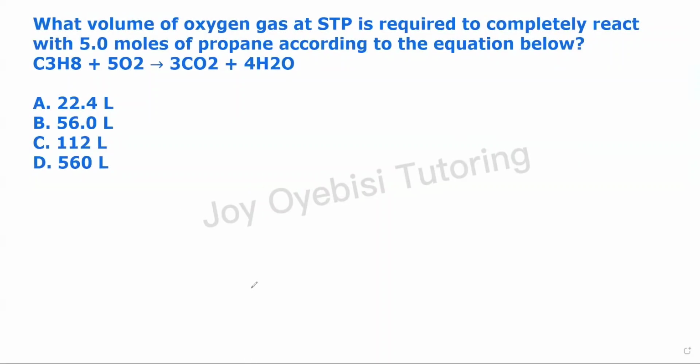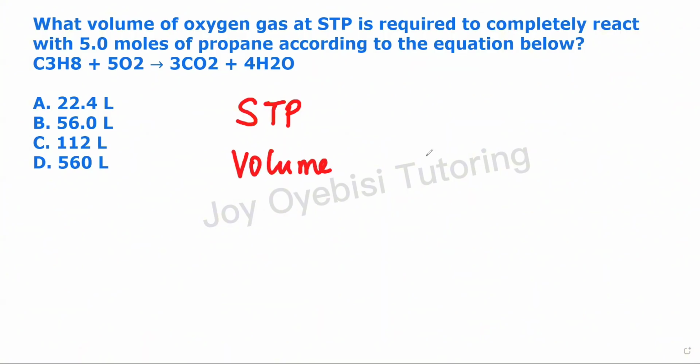In today's video, we're going to be solving this stoichiometric question. The question says, what volume of oxygen gas at STP is required to completely react with 5 moles of propane according to the equation below? So you can pause and try this out on your own and then continue watching to see what the correct answer is.